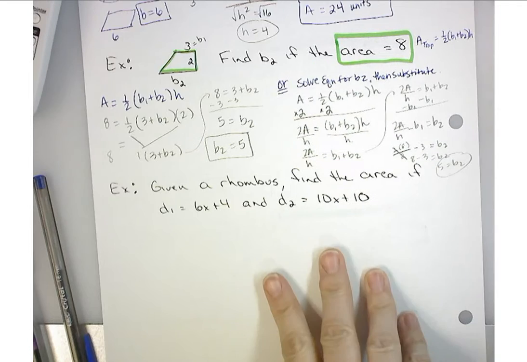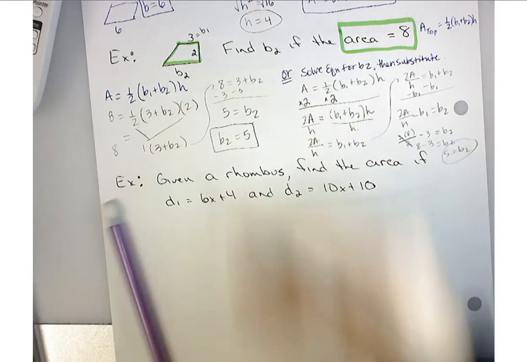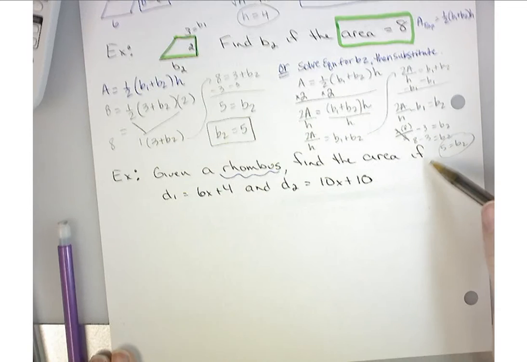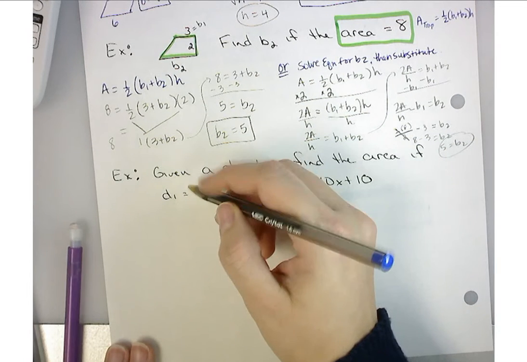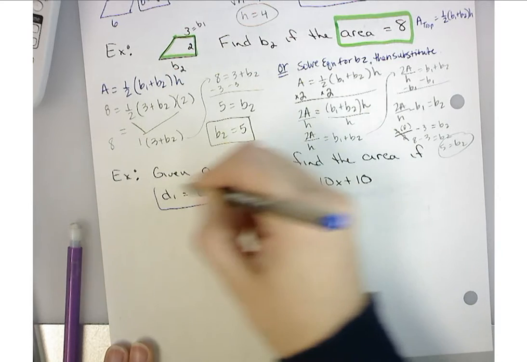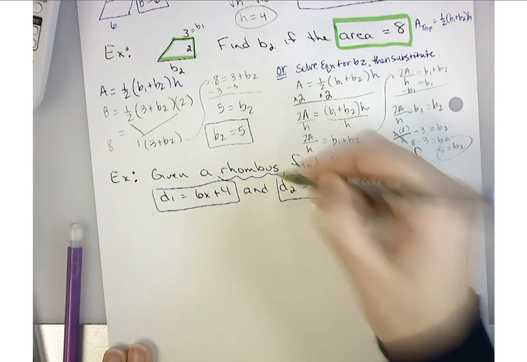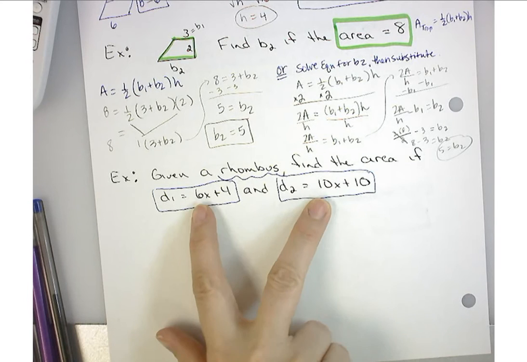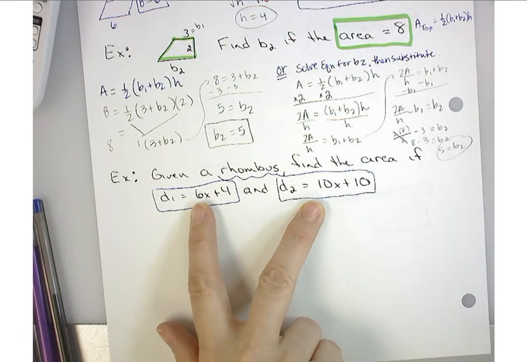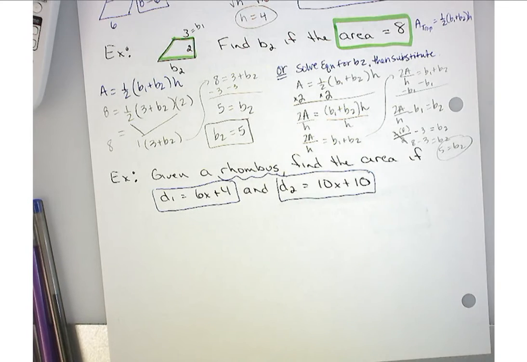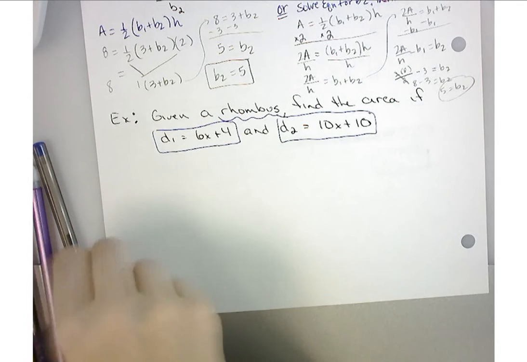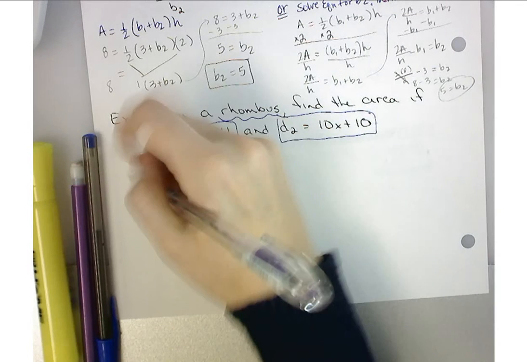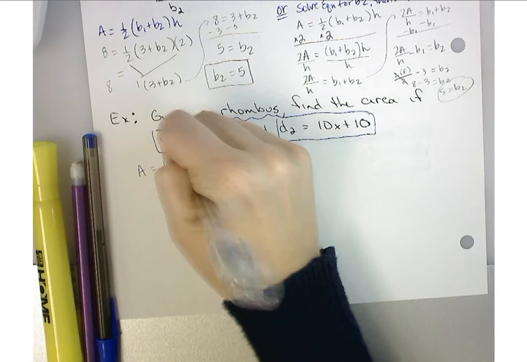Okay, and the next one, if you are given a rhombus, then you're going to find the area if d sub 1 equals 6x plus 4 and d sub 2 equals 10x plus 10. Now, see how we have variables in both of our diagonals? So that means our final answer is going to have variables in it. Okay? So let's go ahead and find the area. So the area for a rhombus is 1/2 d sub 1 times d sub 2.